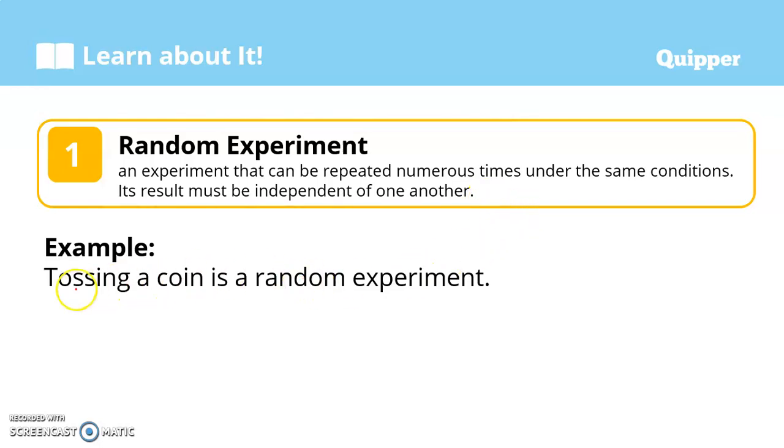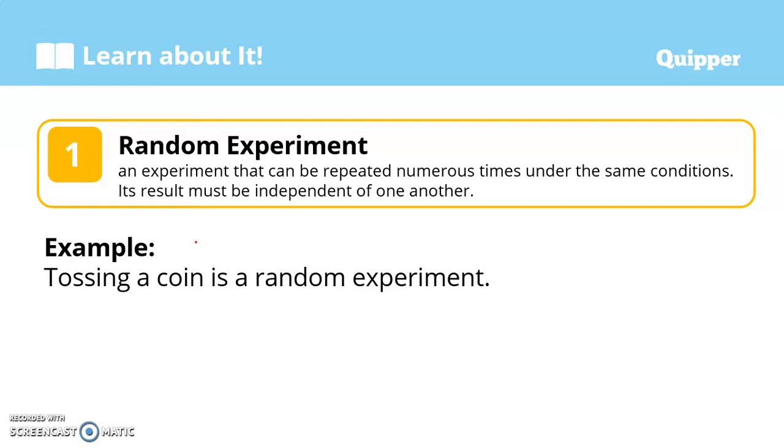Example ng random experiment ay ang tossing of a coin. When we toss a coin, we can repeat it numerous times, no? Kahit na ilang beses. Under the same conditions, we just toss it. And the result of the first tossing of the coin is independent, meaning it's not affected by the result of the other experiments. Example, when we toss a coin 3 times, the result of tossing a coin the first time is independent of the result of the second tossing of a coin.